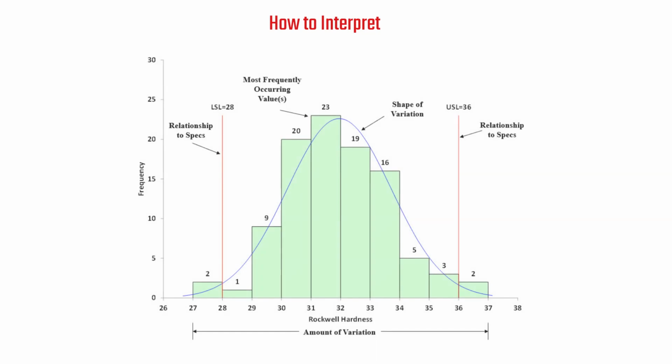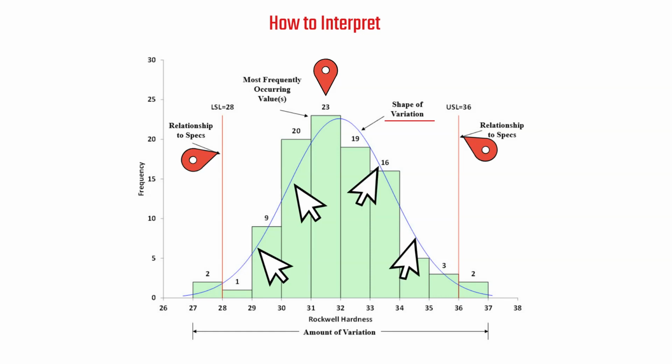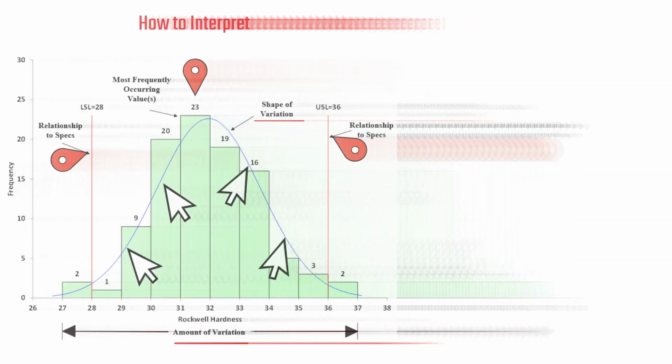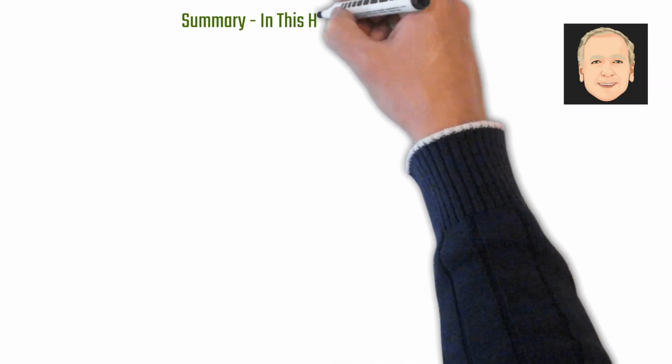So the key thing though, remember about a histogram is it tells you four main things: the most frequently occurring value, the shape of the distribution, the relationship to specs, as well as the amount of variation that exists in the process. So those four key questions are what a histogram answers for you: most frequently occurring value, shape, relationship to specs, and the amount of variation.